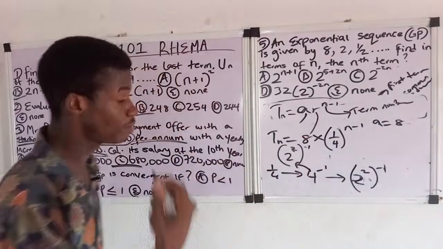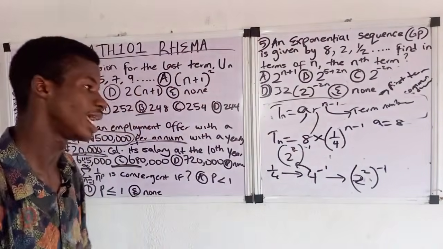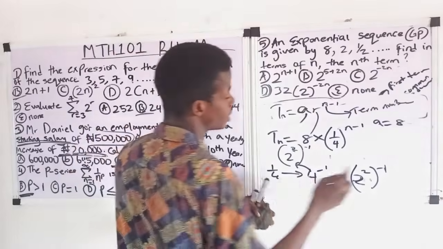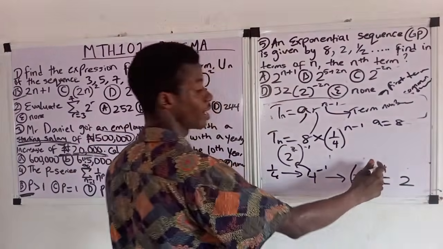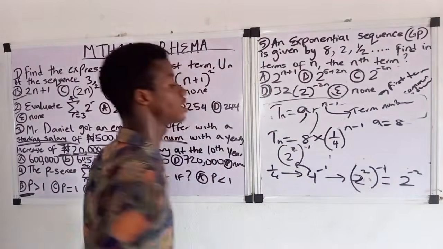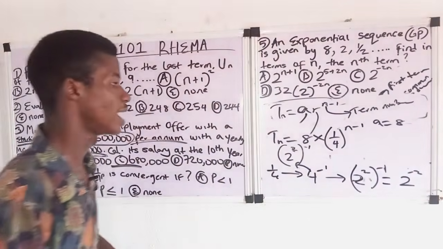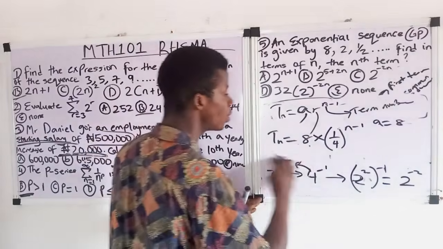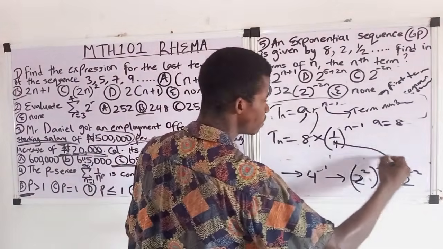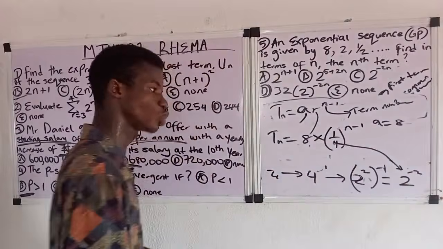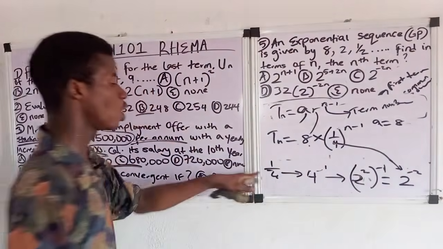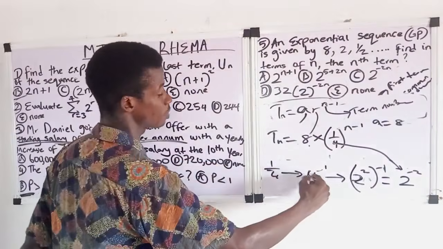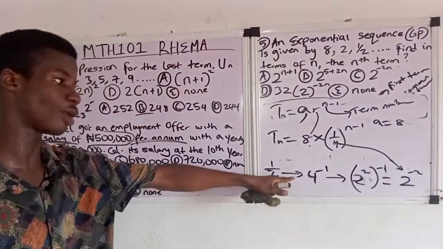Yes. So now something like this. 2 times minus 1 will give us minus 2. So now something like this, 2 raised to power minus 2, right? Yes. So everything here will be 2 raised to power minus 2, right? Yes. If you follow it step by step, 1 over 4 is the same as 4 raised to power minus 1, right? Yes.